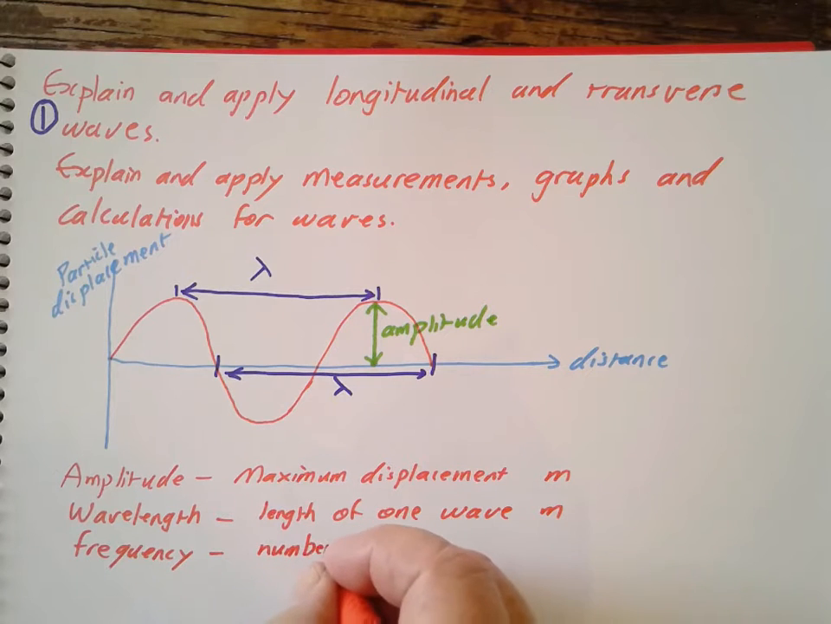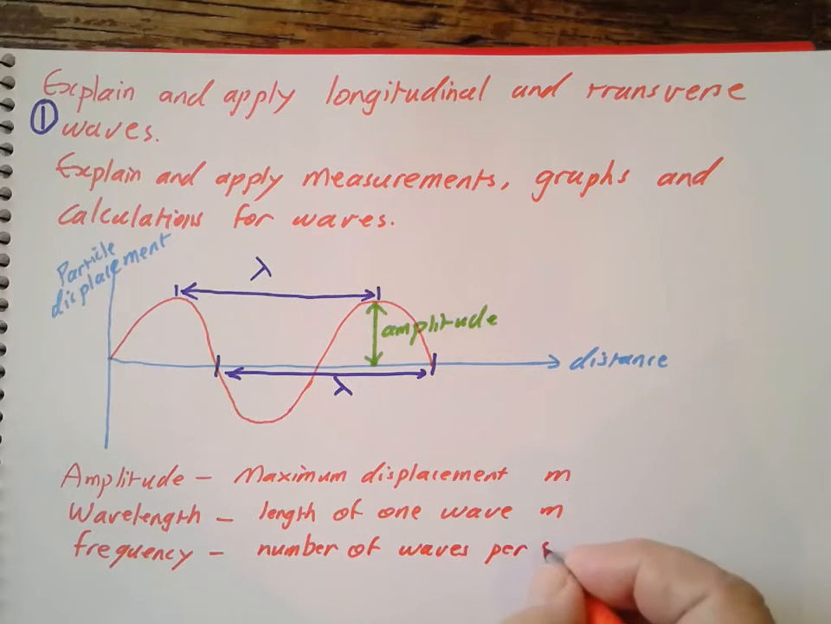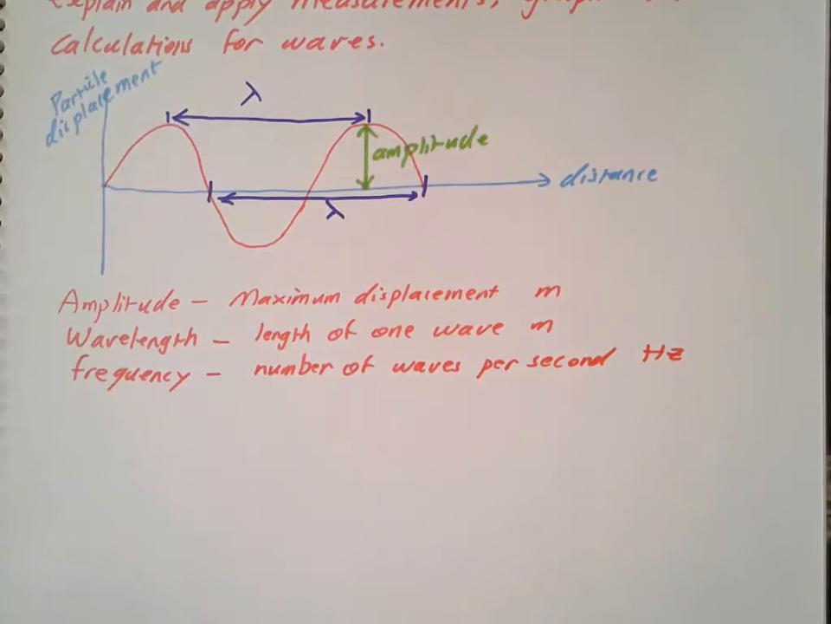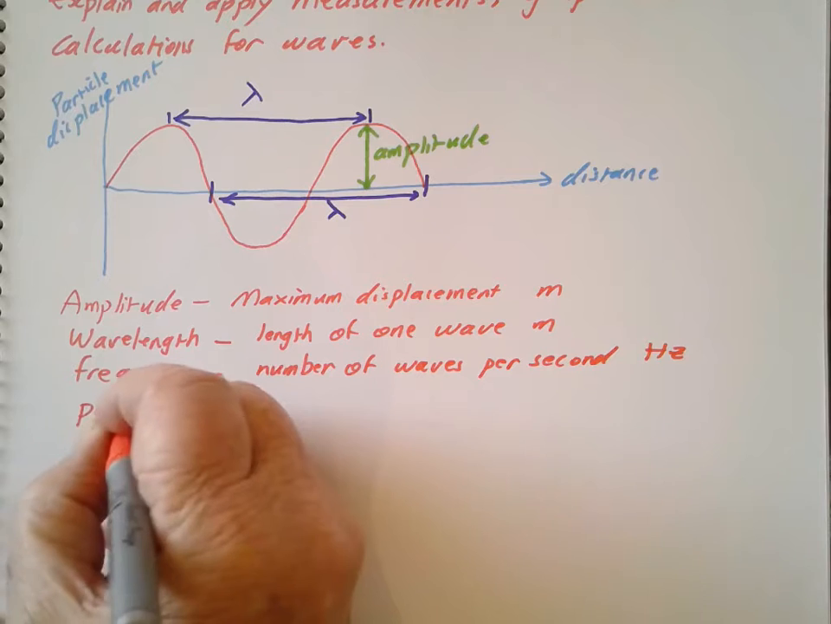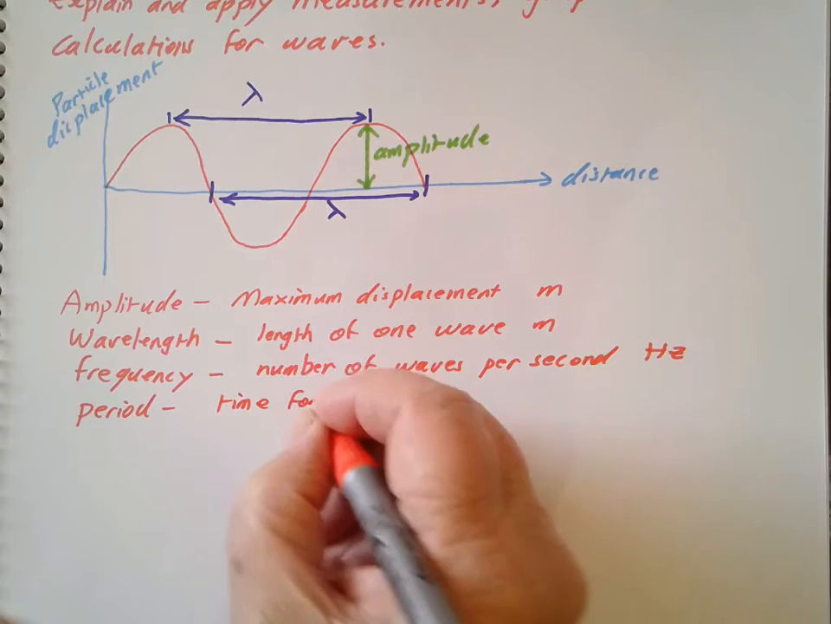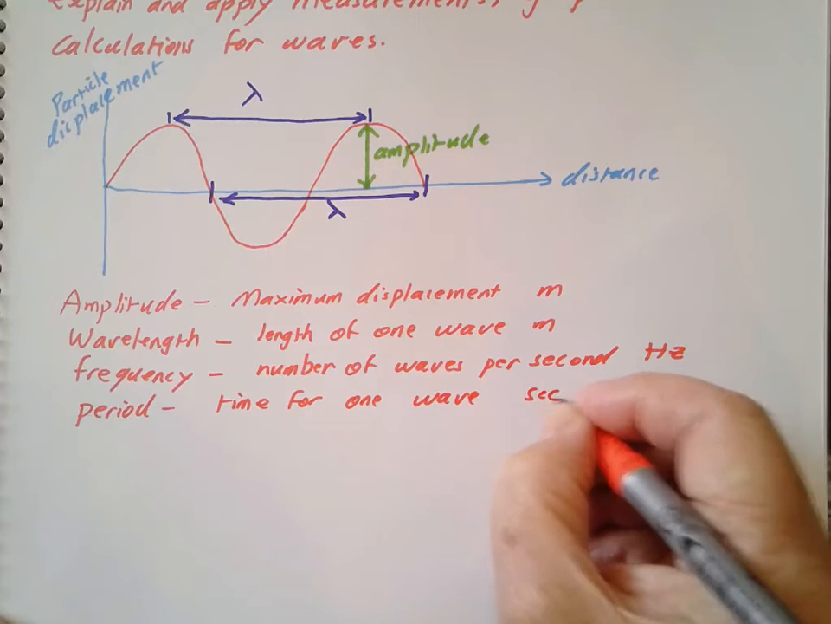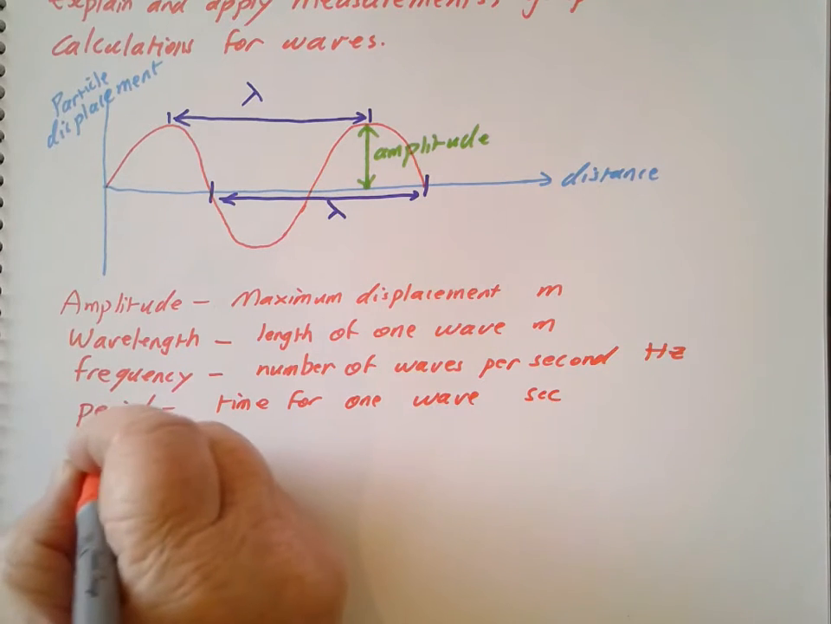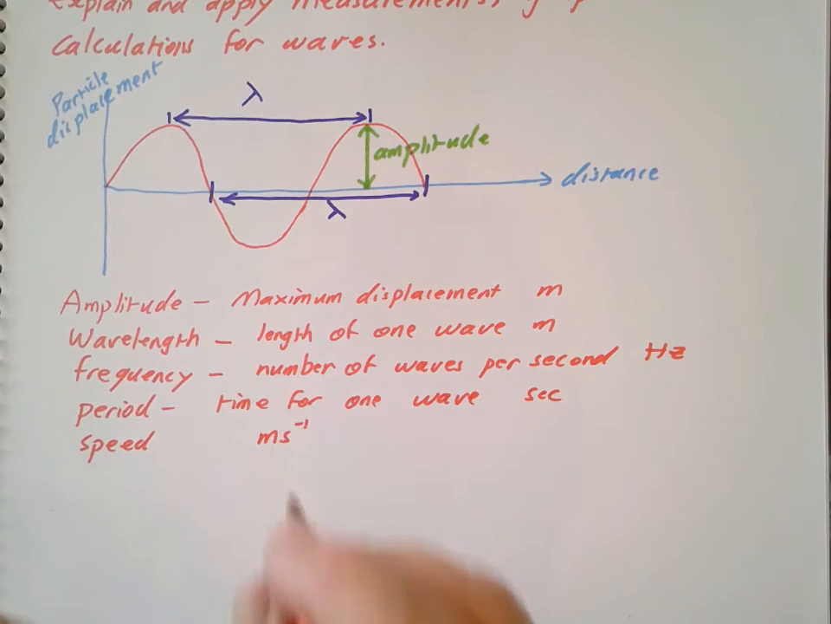Well, this has come up already. We know that's in hertz. A lot of these concepts have come up earlier when we did circular motion. Period is obviously the time for one wave. And that's in seconds. And speed, ms to the minus 1.